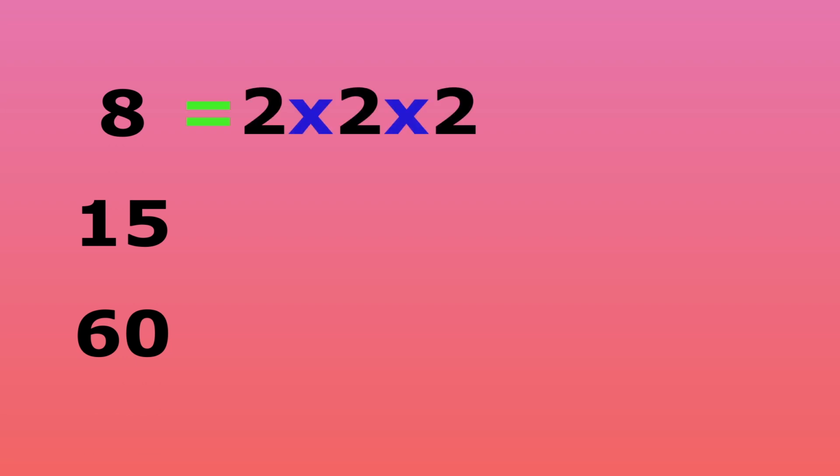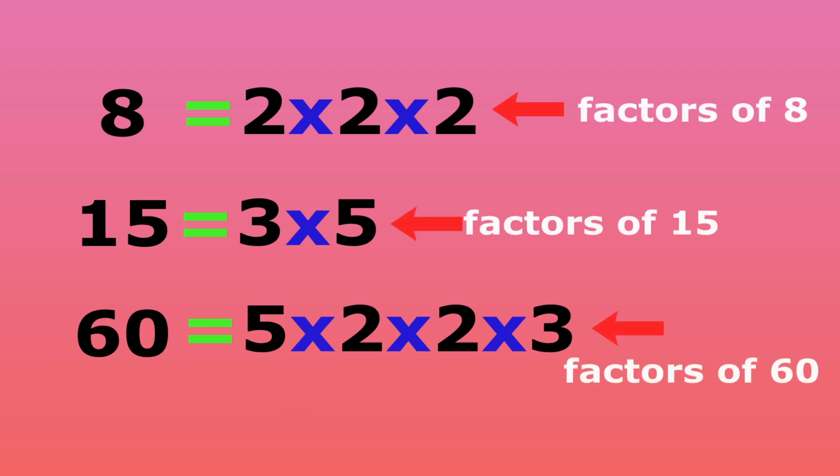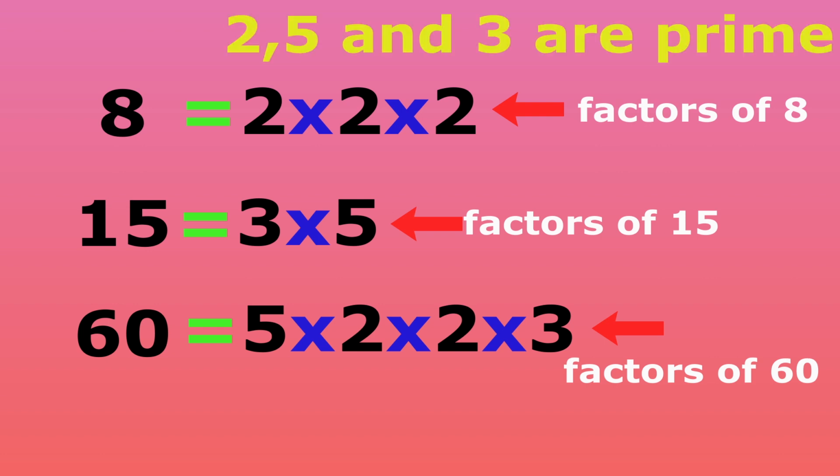Take the numbers 8, 15 and 60. To rewrite these numbers in prime factorization format, we get 8 equals 2 times 2 times 2, 15 equals 3 times 5, and 60 equals 5 times 2 times 2 times 3. The numbers on the right hand side of each of these equations are factors of the original numbers on the left hand side. Notice that on the right all the numbers are prime numbers. So since they are prime numbers and are factors of the left hand side numbers, we call them prime factors.